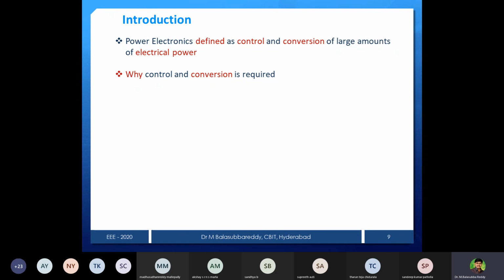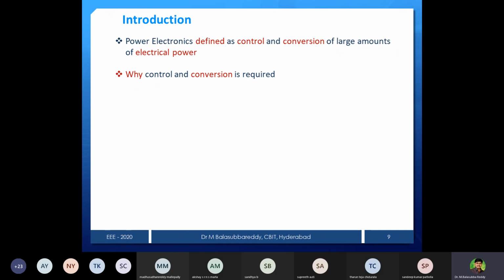Why control? Control means speed control. Sometimes you may need higher speed, or sometimes lower speed, or medium speed, whatever you want, you are able to control your fan. That is what control means. Then why is conversion required?